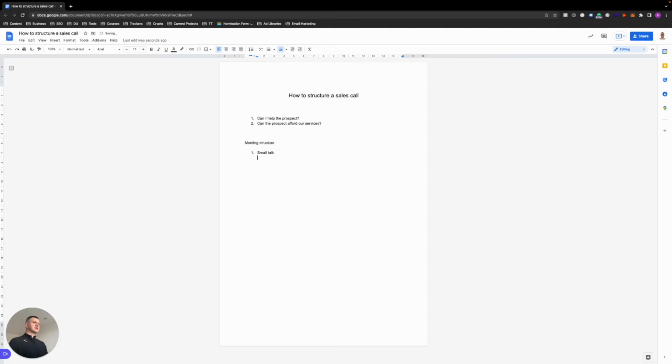So I'm just gonna list a couple of ones here. The obvious one is the weather. The next one is where they are based. The third one, you can also ask them about the pandemic and did it affect them a lot, and that should be enough. Then right after that, just go straight into the meeting and give them your structure.